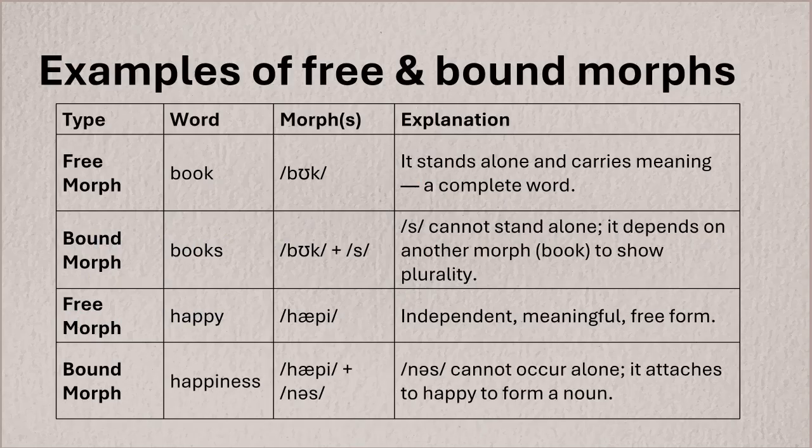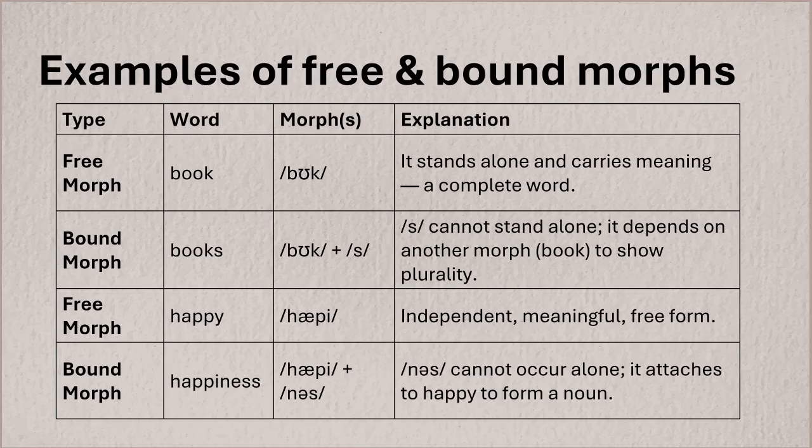First, take the word book. It's made up of just one morph, book. This morph can stand alone and carries meaning by itself, so it's a free morph. Now look at books. Here we have two morphs, book and s. The first one, book, is free, but the s cannot stand on its own. It attaches to book to show plural meaning, so s is a bound morph.